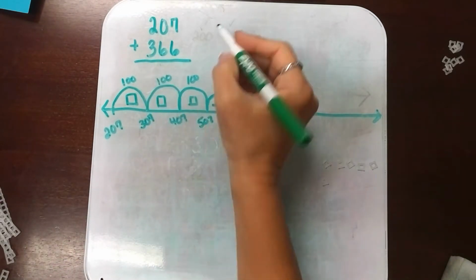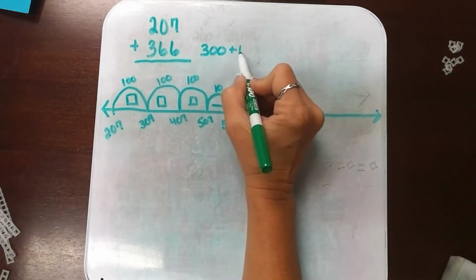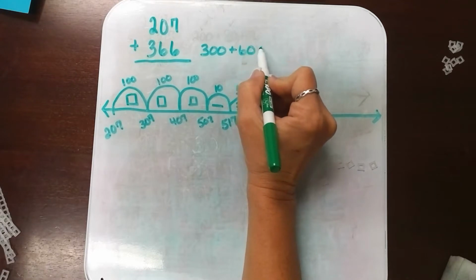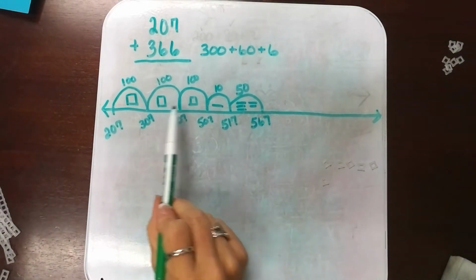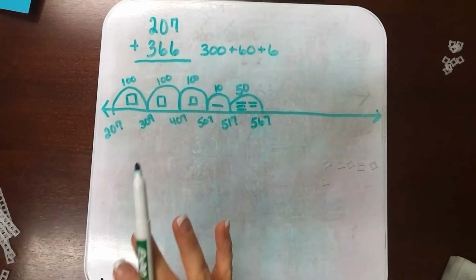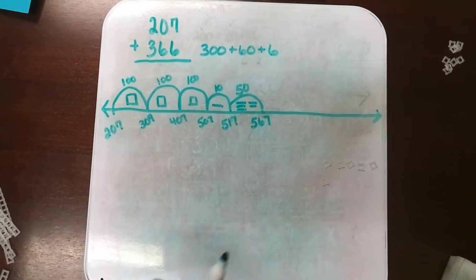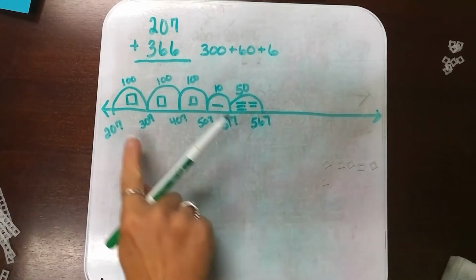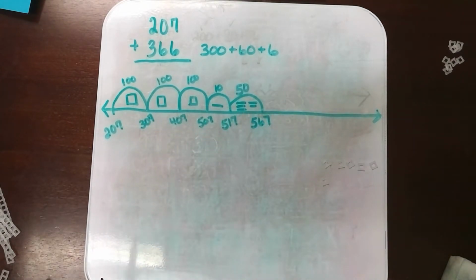plus 300. Some teachers have students do this and break 366 into expanded form. So they can do a jump of 300, a jump of 60, and a jump of 6. But some kids may need to see it this way at first, where you're breaking out piece by piece. Remember, both ways are correct. And if breaking it out this way is the only way students get the problem correct, then that is the strategy they need to use.